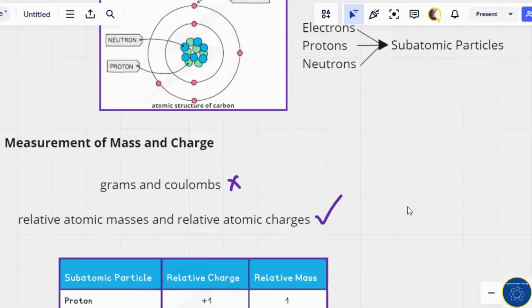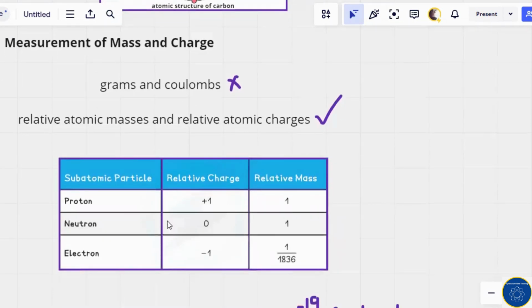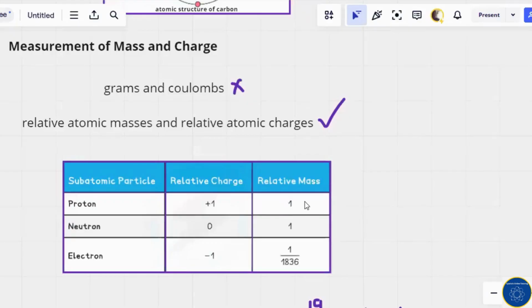As you can see, I have displayed a table for you. You can easily see in this table that protons and neutrons have a very similar mass, so each is assigned a relative mass of 1, whereas electrons are 1836 times smaller than a proton or neutron. Moreover, protons are positively charged particles, electrons are negatively charged particles, and neutrons are neutral. They don't have any charge on them.